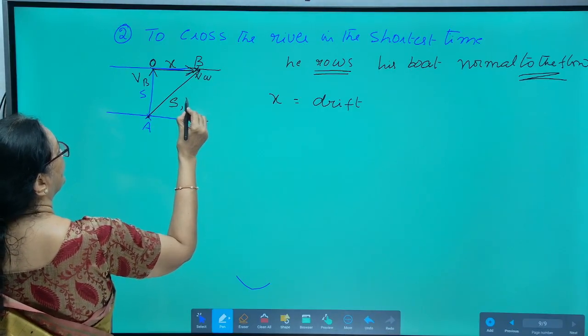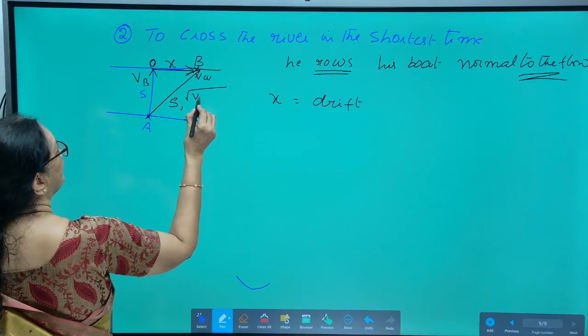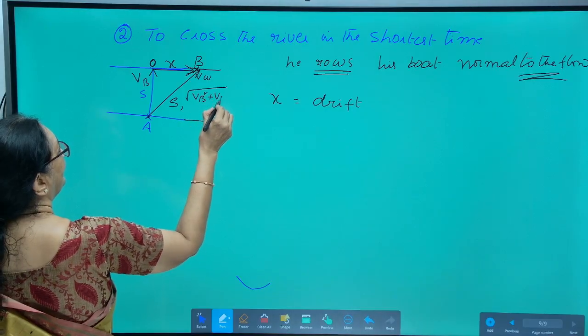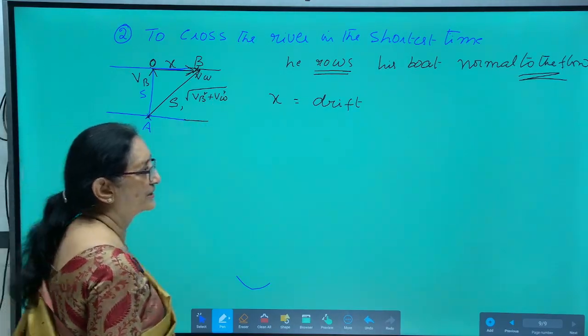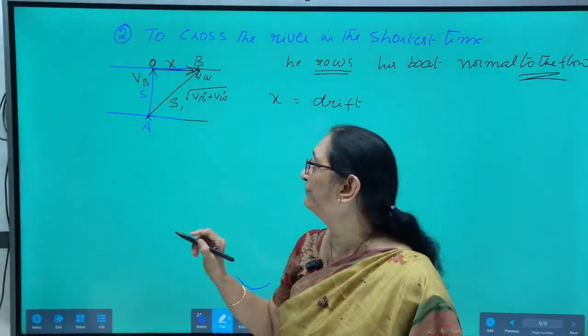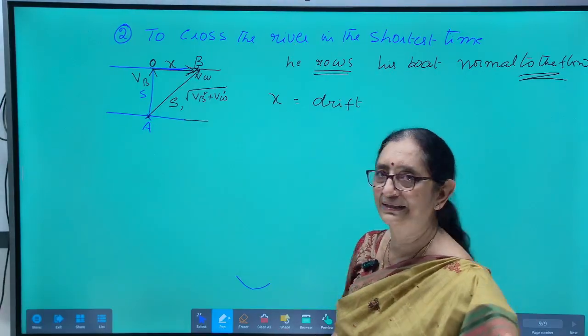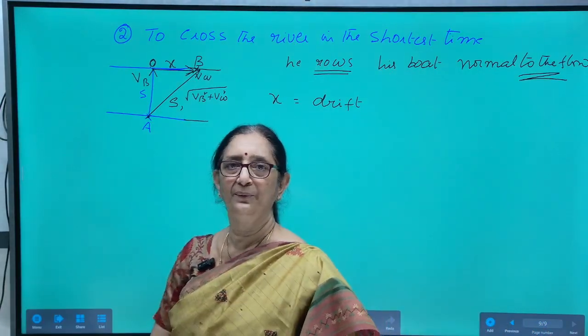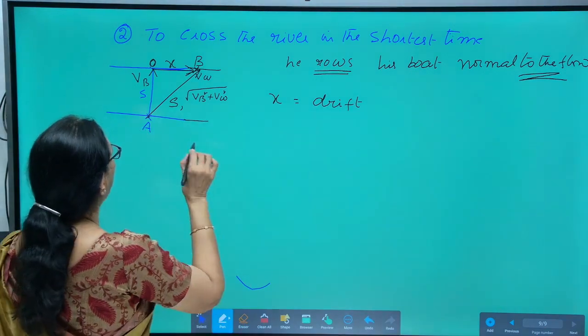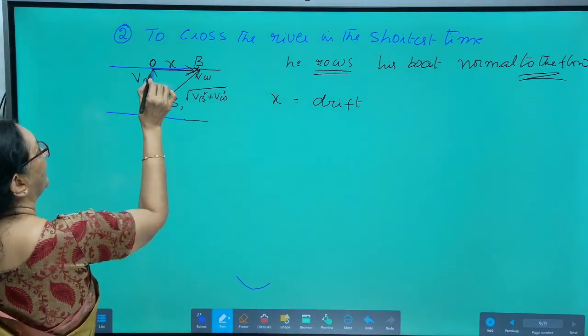In this direction, the resultant velocity of the boat is square root of VB square plus VW square. So, just look at the diagram given there. Here we want to cross the river in the shortest time. To cross the river in the shortest time, he should row the boat normal to the flow.